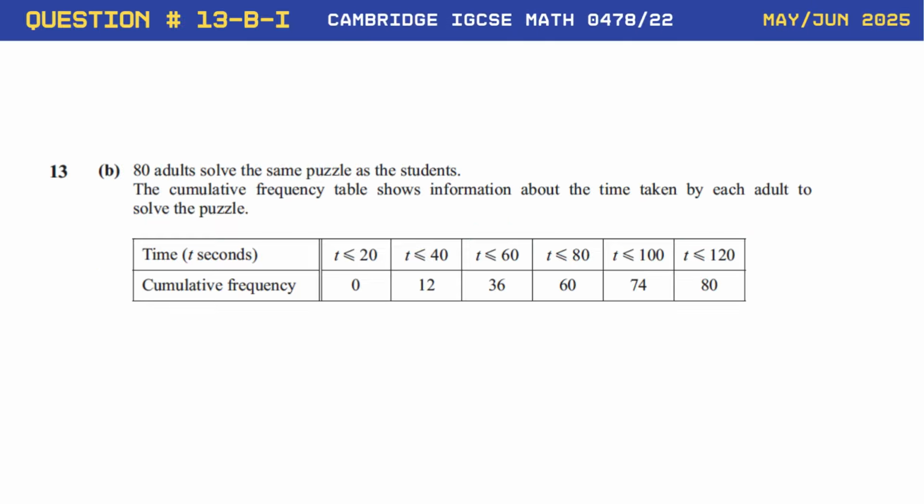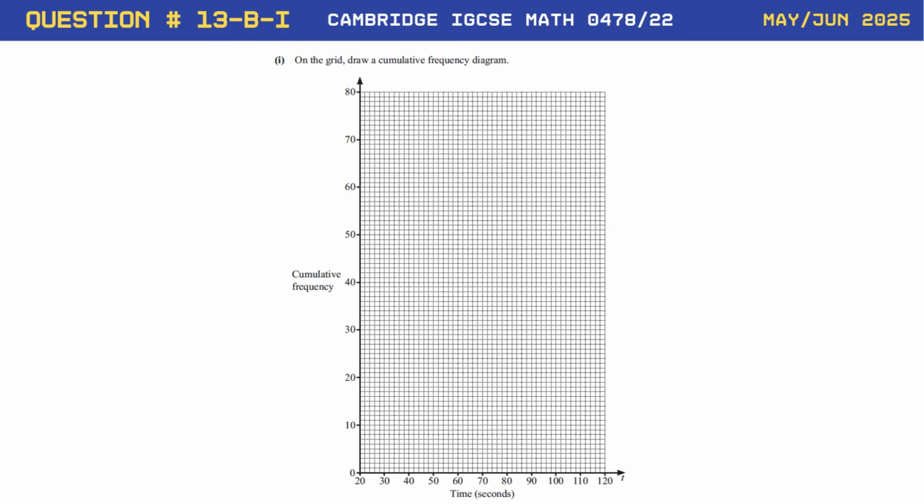80 adults solve the same puzzle as the students. The cumulative frequency table shows information about the time taken by each adult to solve the puzzle. In this section, we need to draw a cumulative frequency diagram on the grid.